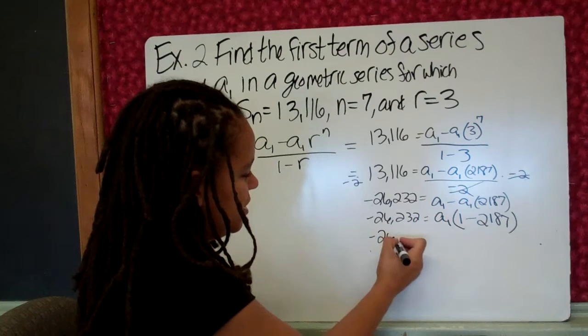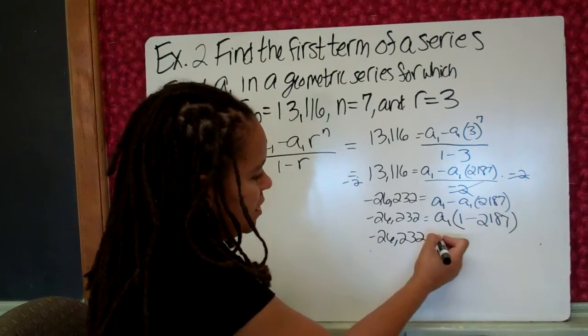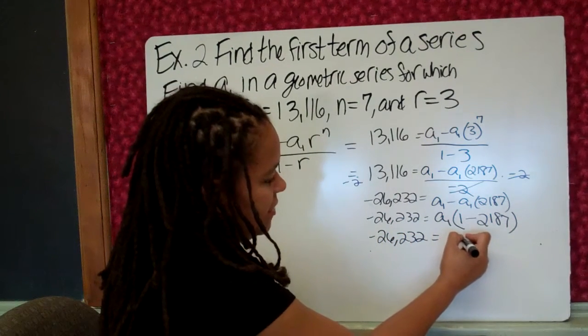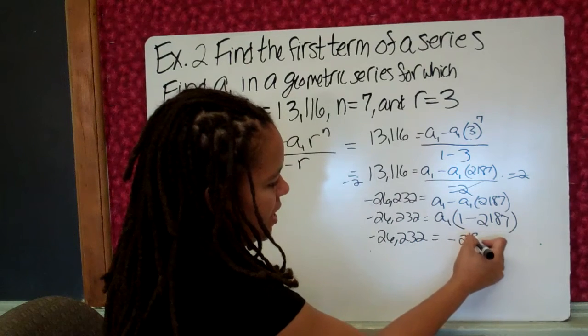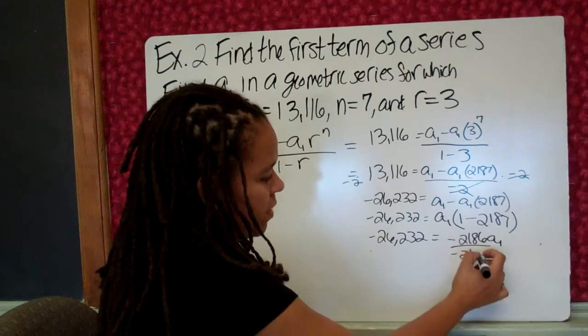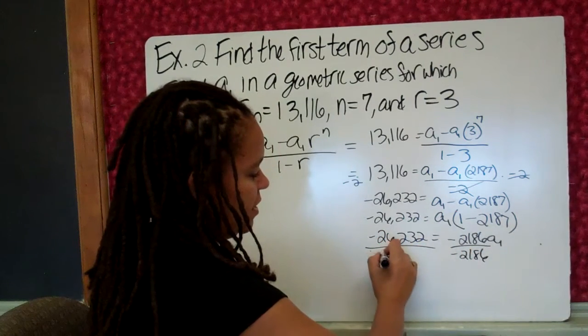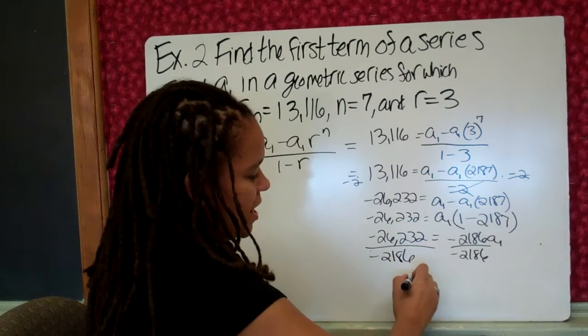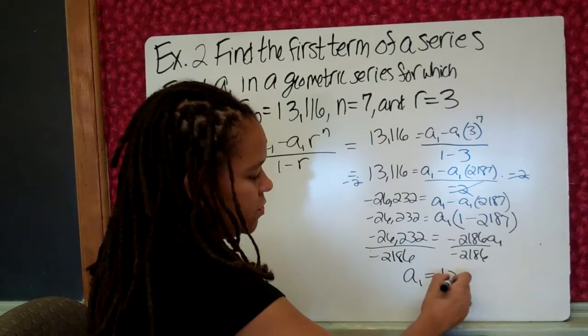So negative 26,232 is equal to negative 2186 A sub 1. Divide by negative 2186, divide by negative 2186, and you'll find that A1 is equal to 12.